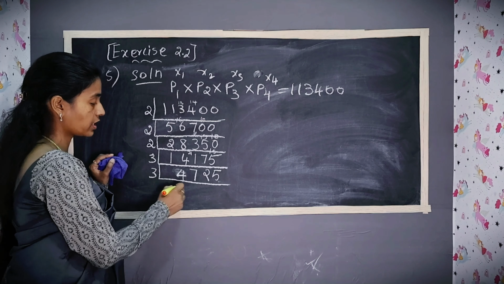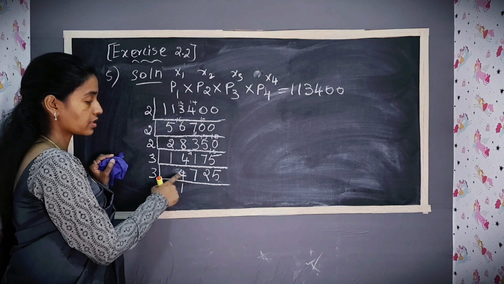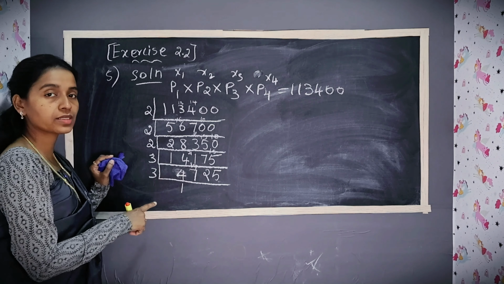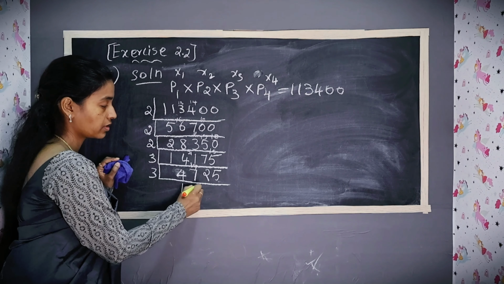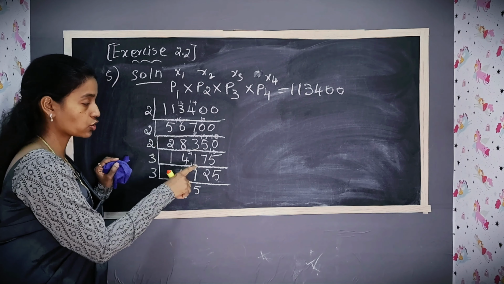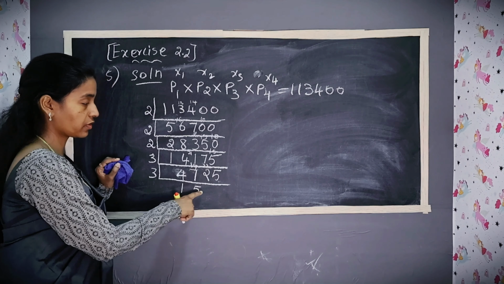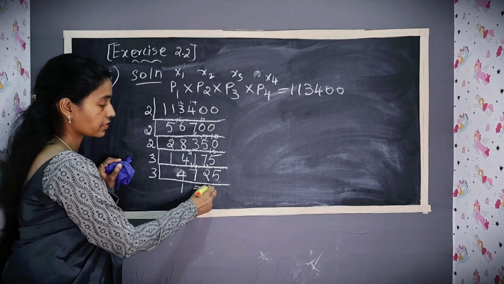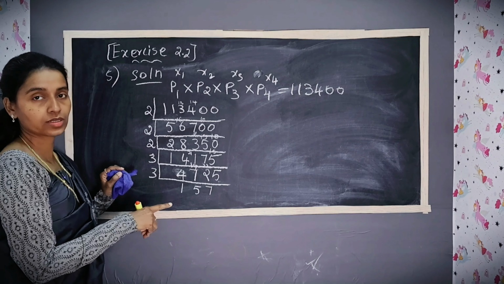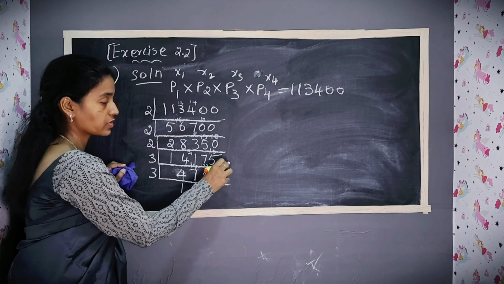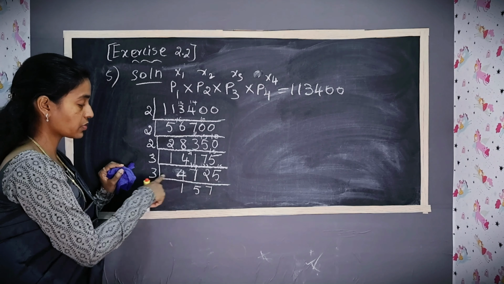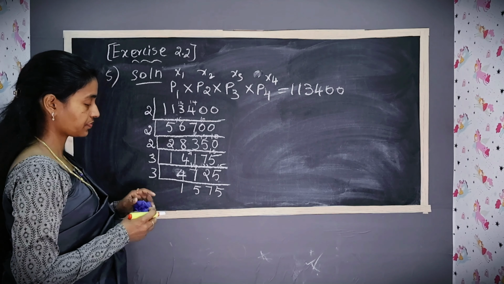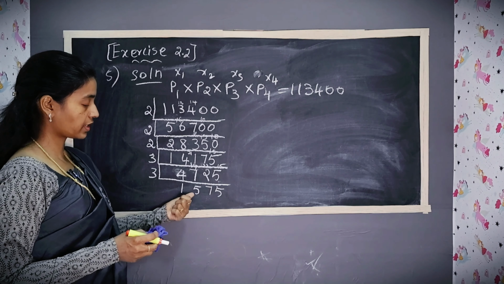If I am dividing 4 by 3, I'll be getting 1. 1 3s are 3, right? The remainder is 1. And 1 and 7 becomes 17. If I am dividing 17 by 3, I'll be getting 5 3s are 15. The remainder is 2, right? 2 and 2 becomes 22. If I am dividing 22 by 3, I'll be getting 7, right? 7 3s are 21. So the remainder is 1. 1 and 5 becomes 15. If I am dividing 15 by 3, I'll be getting 5, right? 5 3s are 15. And now we are having 1575.